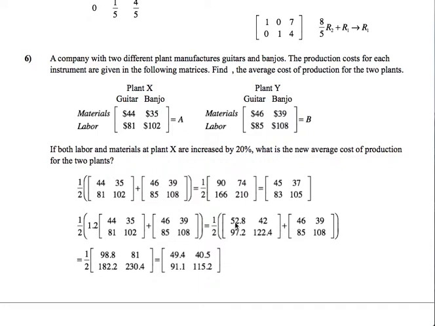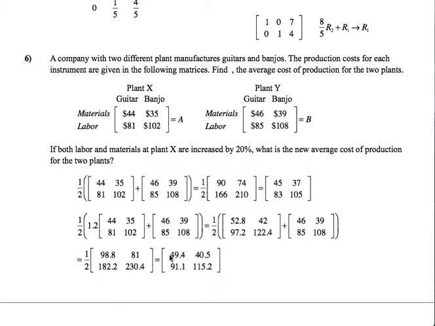1.2 times 42 is 52.8. 1.2 times 35 is 42. 1.2 times 81 is 97.2, and 1.2 times 102 is 122.4. And so those are the values that we then add to this second matrix, and that gives us these results: 98.8, 81, 182.2, and 230.4, and 1/2 of each of those is 49.4.